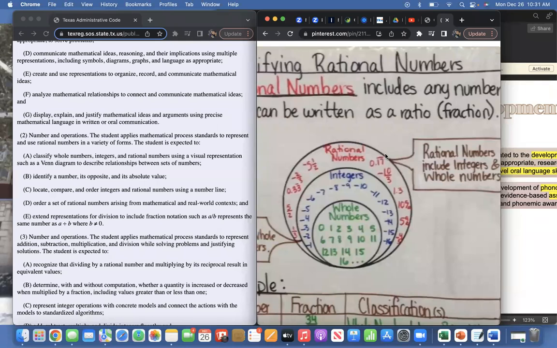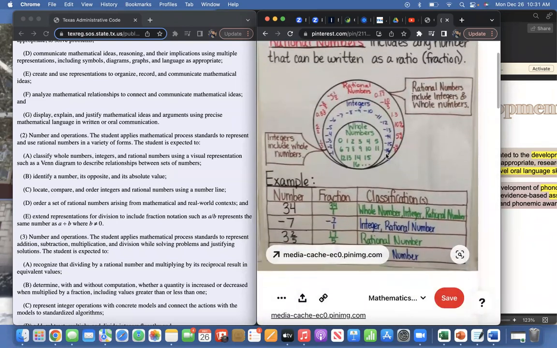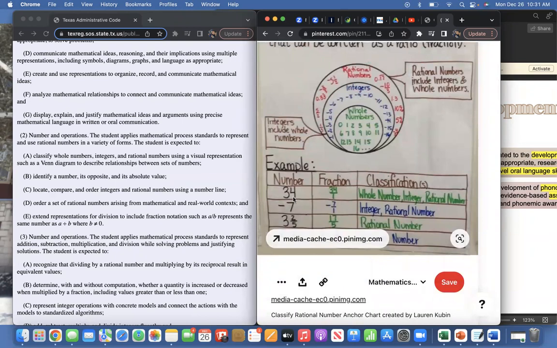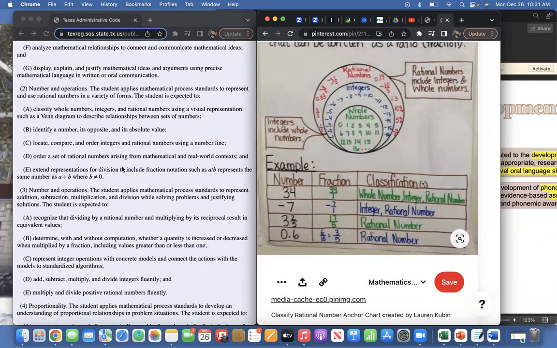So in your study of your TEKS, here it is, number, fraction, classification, and you need to classify what it is based on, and be able to do that. Extend representations for division to include fraction notation, such as A/B represents the same as A divided by B, where B does not equal 0. So we know that to be able to understand that representation and the logic behind it.